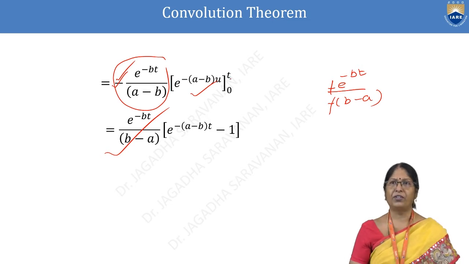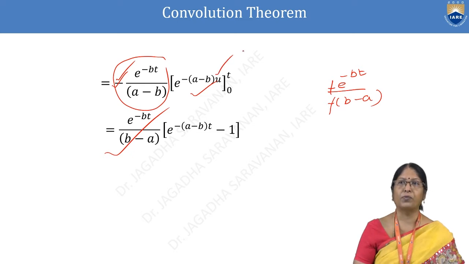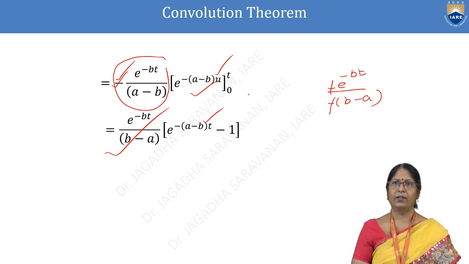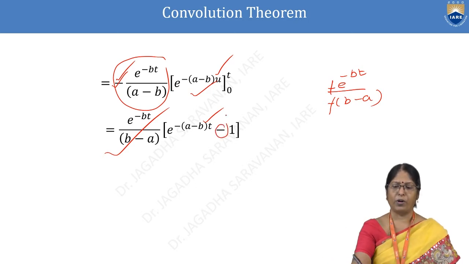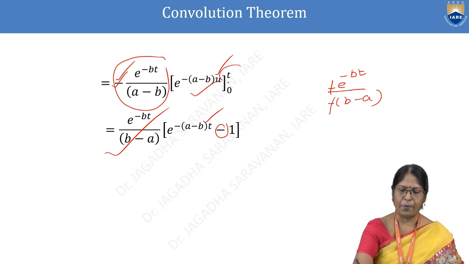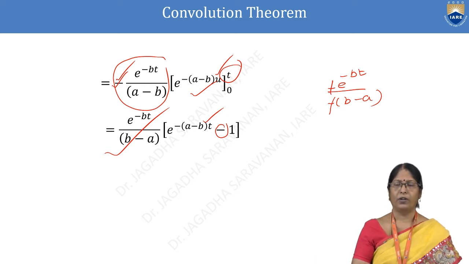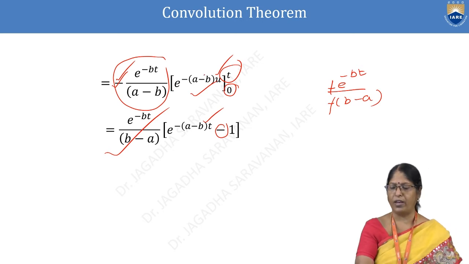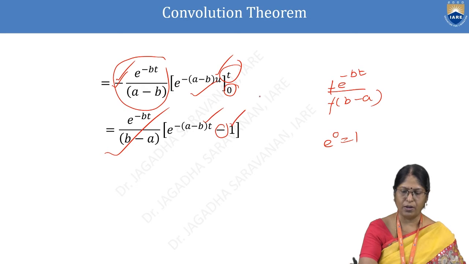We are applying in terms of u. So first, at this place we are substituting, so e power minus of (a minus b) t. And what about this minus? It is nowhere connected to our problem. It is connected to the formula, that is upper limit minus lower limit. The lower one is 0, so e power 0, the value is 1. So it is written here as 1.